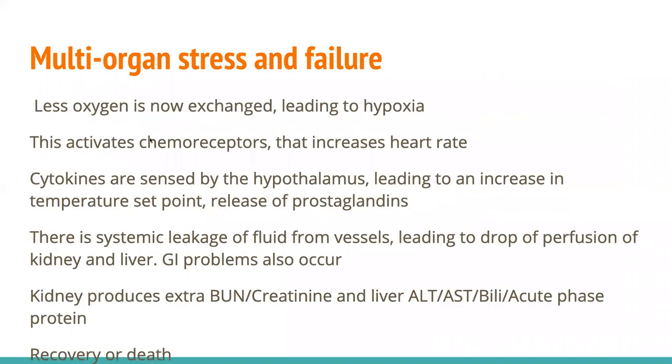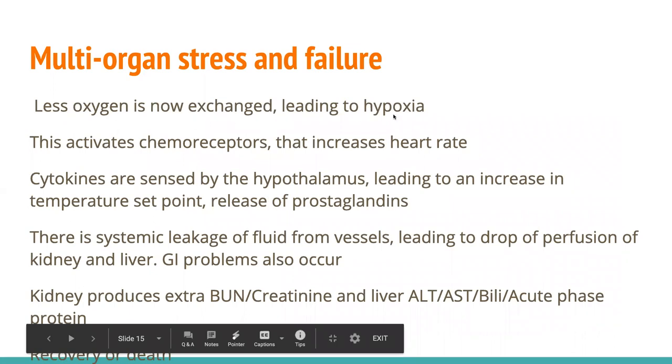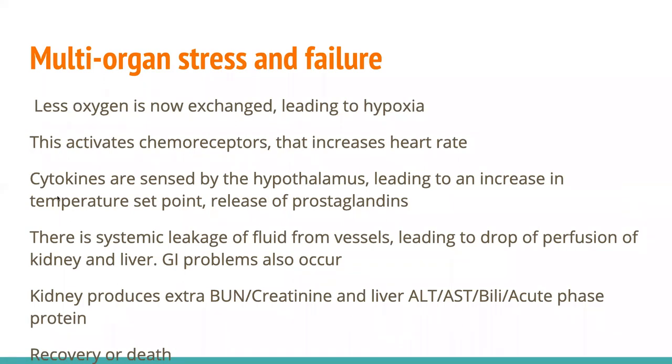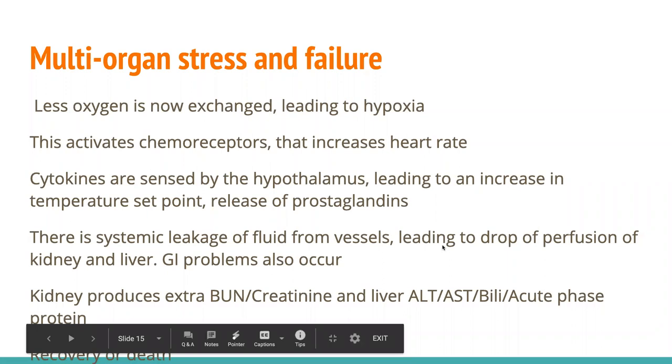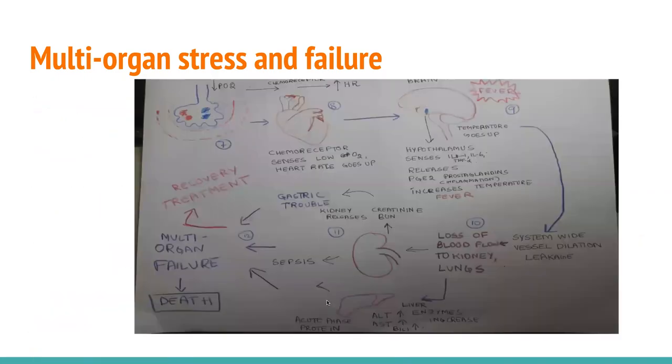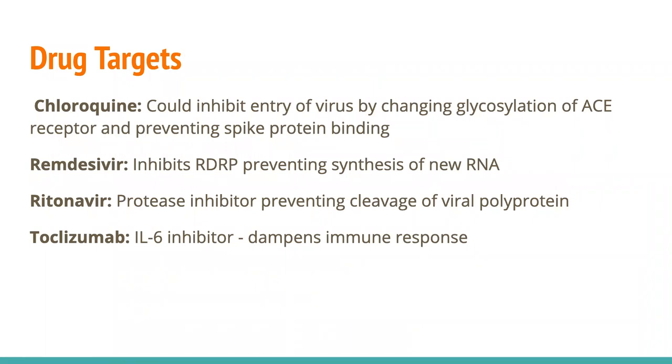And this is, I just wrote that down now. Less oxygen is exchanged. It activates the chemoreceptors, increases the heart rate, and the respiratory rate also will increase, leading to the acute respiratory distress syndrome. And the cytokines are sensed by the hypothalamus, increasing the temperature set point and release of prostaglandins, and the systemic leakage of fluid from the cells, a drop of perfusion in kidney and liver, and the kidney produces extra chemicals. Like there's more of this in the blood. It's not producing it. It's not able to kick it out. So that's how this works.